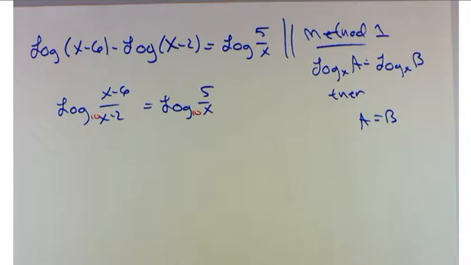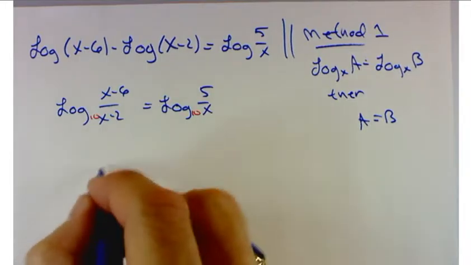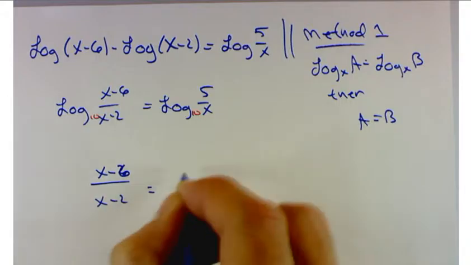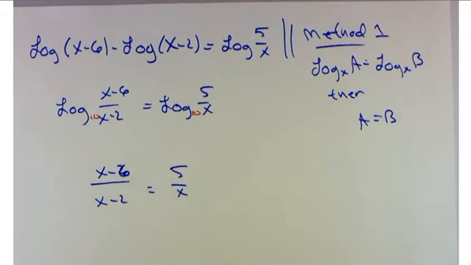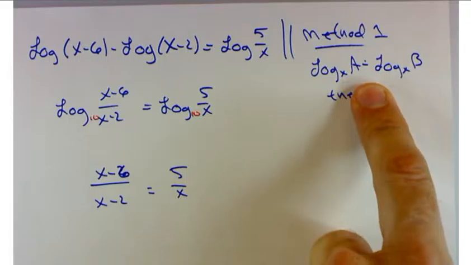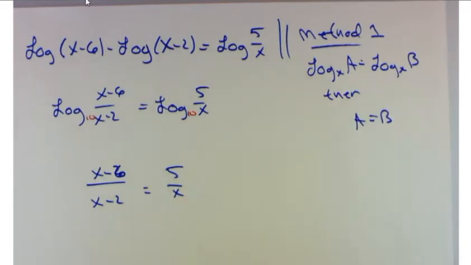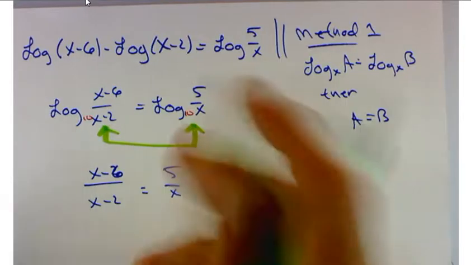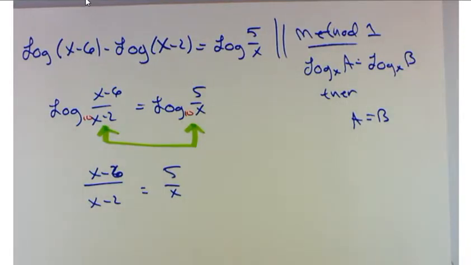Gil? Good. X minus 6 over x minus 2 equals 5 over x. And that's coming directly from this idea right here. All right, you're not canceling the logs on both sides. You're really raising both sides to the power of 10, but you don't need to show that. So these two arguments are equal.